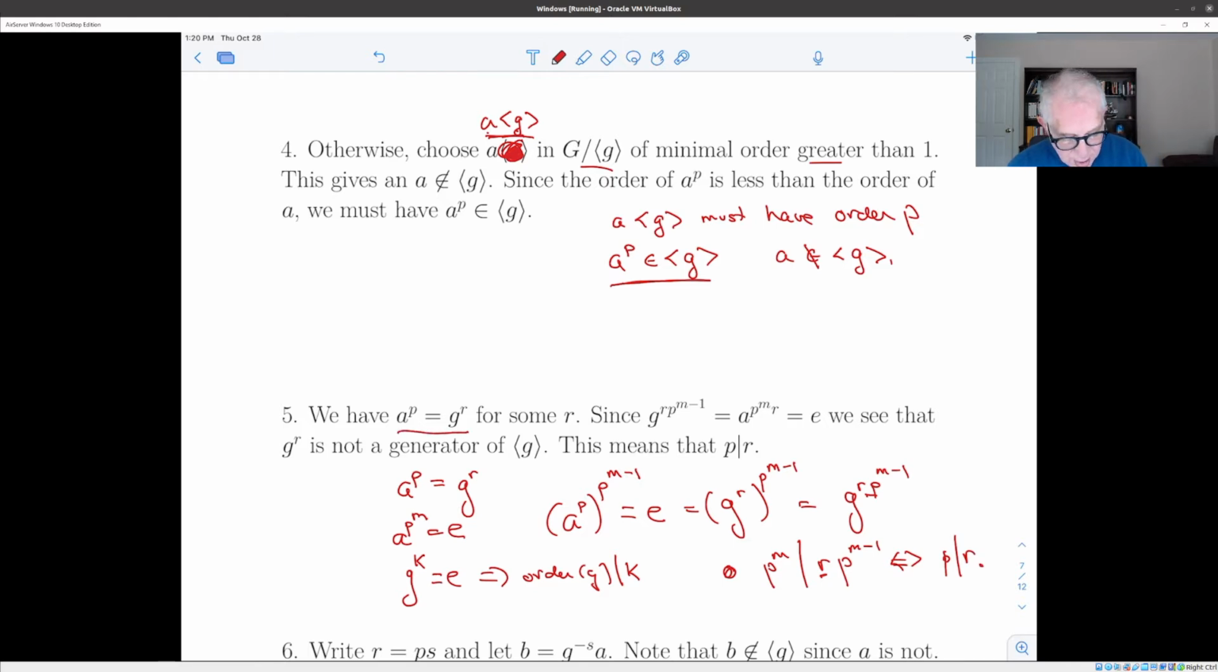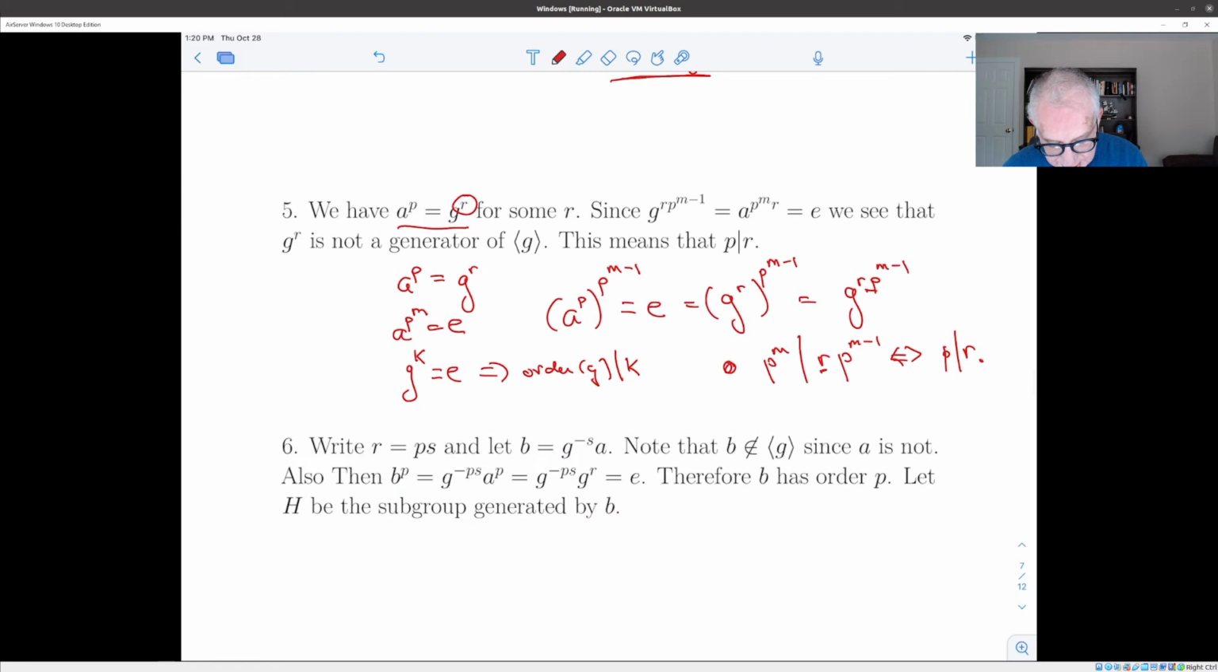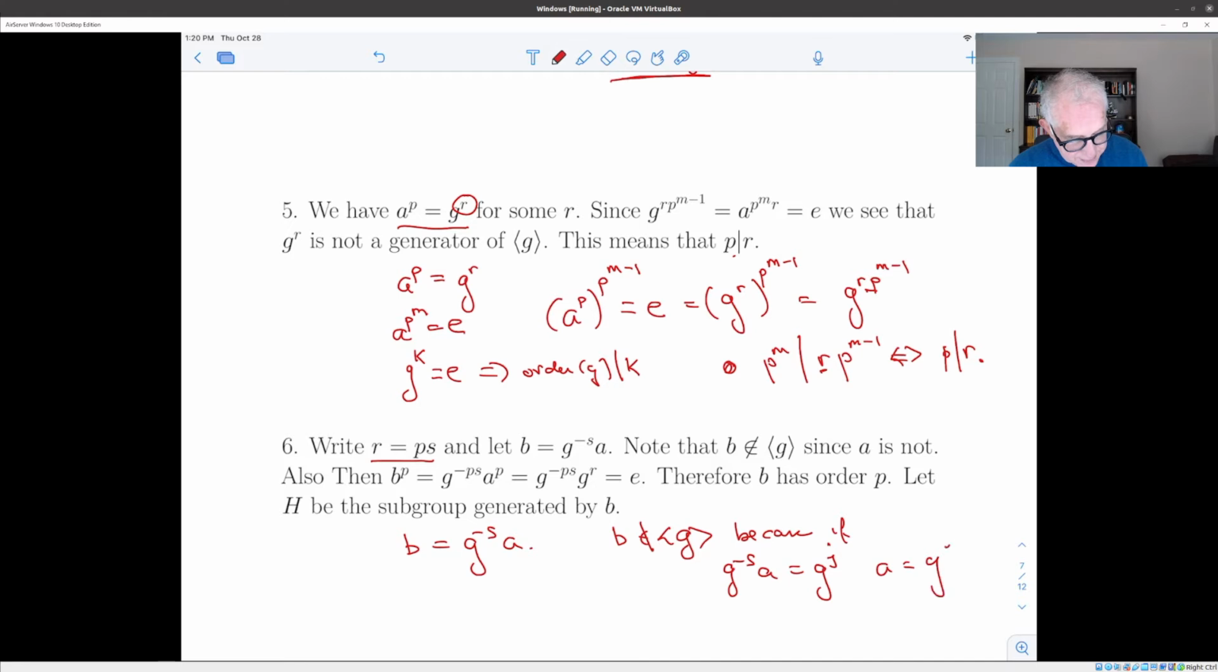So A to the P is G to the R, and this R has to be divisible by P. So let's write R as P times S, which is just a fancy way of saying that R is divisible by P. And now we take our G and we let B be G to the minus S times A. Now, B can't be in the cyclic group generated by G because if it were, if G to the minus SA were a power of G, then A would be a power of G. But A is not in the cyclic subgroup generated by G. So this element B is not in the cyclic subgroup generated by G.